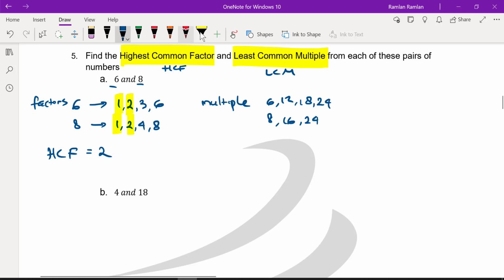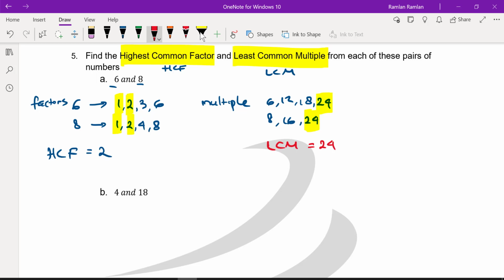Can you see that we have the same exact number? As long as you get the first number that is the same from the multiples of both of them, then that is the lowest common multiple. So the LCM of these two numbers, 6 and 8, equals 24. Okay, so this is the first method.